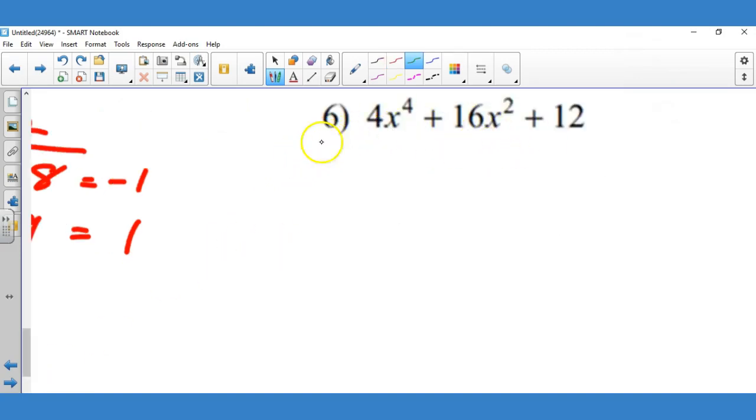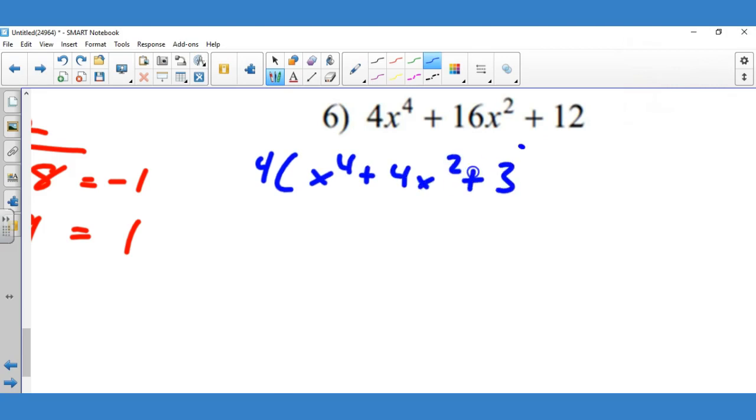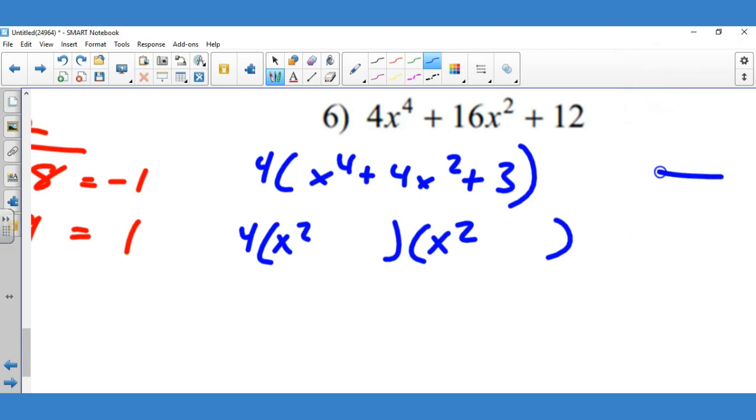Number 6. First of all, there's an obvious greatest common factor here, 4. So I have x to the 4th plus 4x squared plus 3. So now we have 4 times our parentheses right here. And for x to the 4th, we're going to put x squared and x squared. Now, my factors of my constant 3. What are my factors of 3? 1 and 3. Right? Well, 1 plus 3 is 4. So x squared plus 1, x squared plus 3.